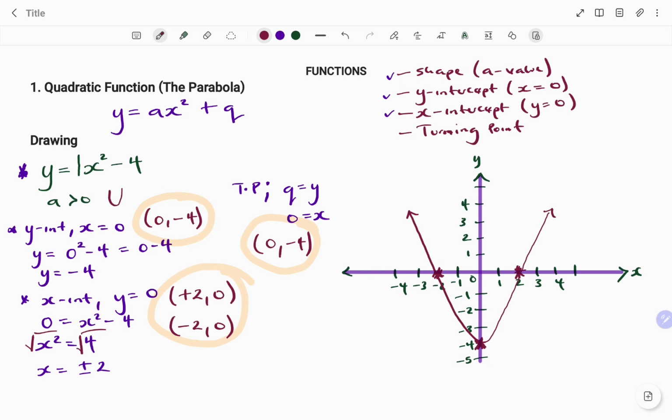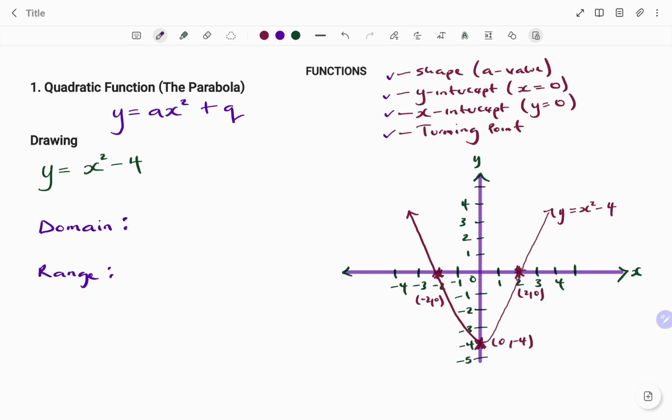So labeling all the points shown, I have 0, negative 4. I have that point as 2, 0. I have the intercept negative 2, 0. Then I have my parabola well tagged. That's y equals x squared minus 4. So you can see that the value of a is greater than 0, and then I have a smiley face for my parabola.